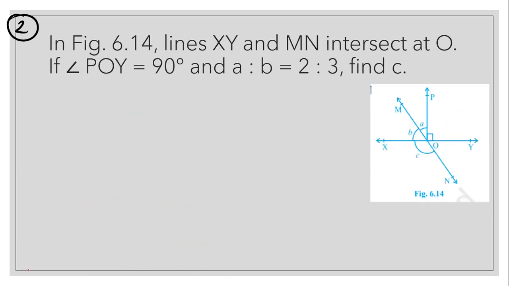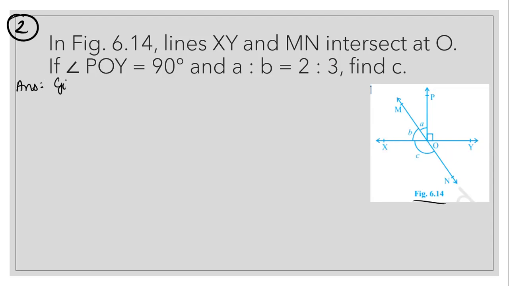So now we have the second question. Okay, we have the second question. That is in figure 6.14. That is this figure. Lines XY and MN intersect at O. If angle POY is equal to 90 degrees and A is to B is equal to 2:3, find C.